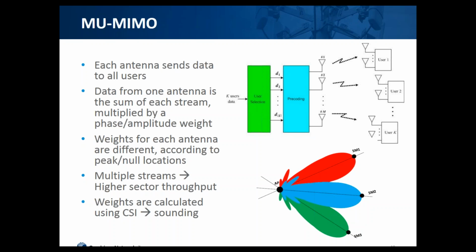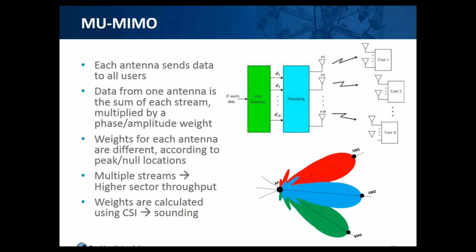For example, here we see a pattern with 3 beams with 3 different colors to indicate that they carry data to 3 different users. The red beam has its peak in the direction of user 1. The blue beam has its peak in the direction of user 2, and the green beam has its peak in the direction of user 3. What may be less obvious is that the red beam also has nulls, meaning very deep attenuated values, in the directions of users 2 and 3. Similarly, the blue beam has nulls in the directions of users 1 and 3, and the green beam has nulls in the direction of users 1 and 2.